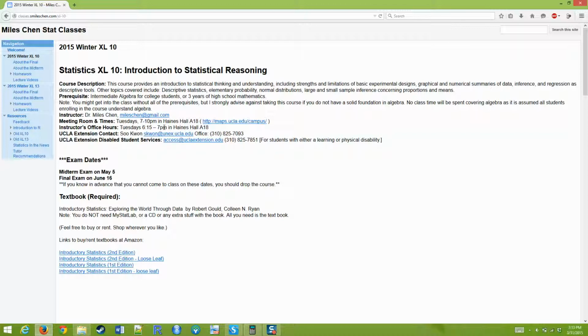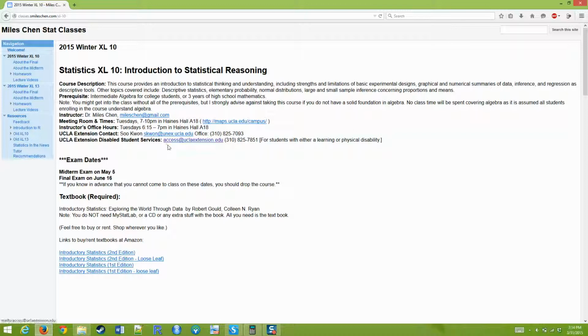Office hours will be in this classroom from 6:15 to 7, so about 45 minutes prior to class. I'll get here a little bit early and I can answer your questions, homework problems that you have during then. Okay, the extension contact for all administrative things is Sue Kwan. Her email address is this and her office phone number is this. So if you want to inquire about the graduation ceremony, missing final exam, any other administrative things like that, adding the class or whatever that might be, that's the person you need to contact, okay?